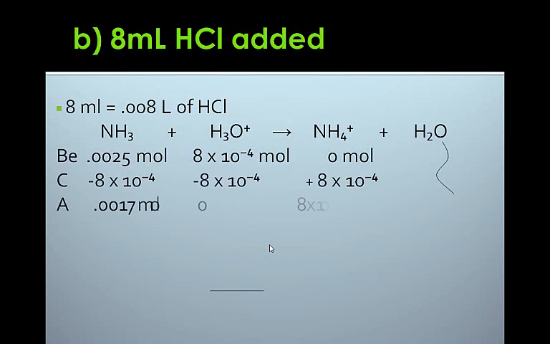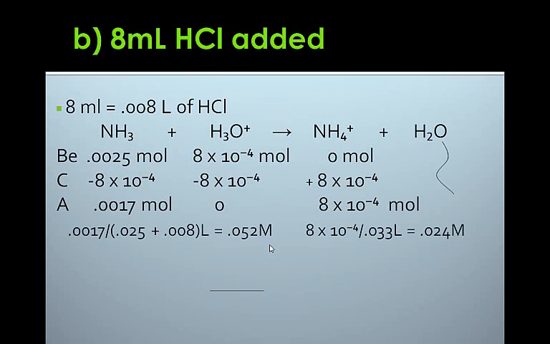And so we are left with 0.0017 moles of ammonia and 8 times 10 to the negative 4 moles of ammonium. And we convert those to molarity, so 0.0017 divided by 0.025 plus 0.008 liters, which is 0.033 liters, equals 0.052 molarity, and 8 times 10 to the negative 4 divided by 0.033 liters equals 0.024 molarity.